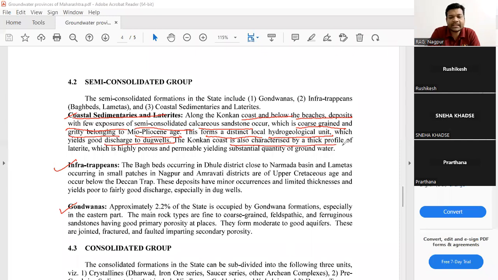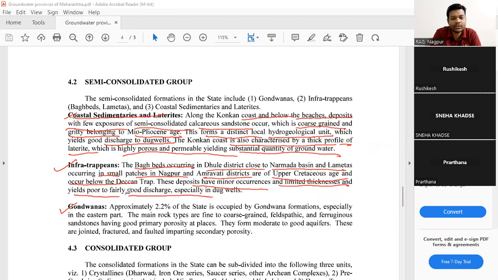The Konkan coast is also characterized by a thick profile of laterite, which is highly porous and permeable, yielding a substantial quantity of groundwater. Then the Infratrappeans, the Bagh beds occurring in the Dhule district close to the Narmada basin, and the Lametas occurring in small patches in Nagpur and Amravati districts, of Upper Cretaceous age, occur below the Deccan Traps. These deposits have minor occurrences and limited thickness and yield poor to fairly good discharge.